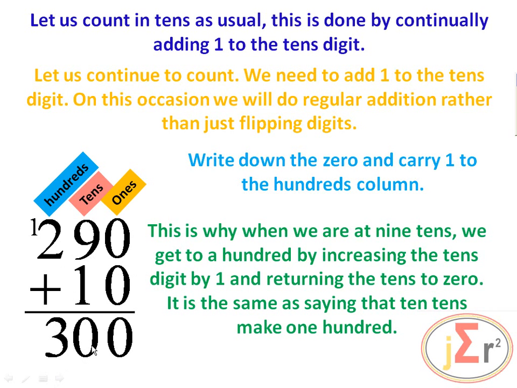And that is why when we are counting and we get to 9 tens, if we add or count another 10, the tens digit will go to 0 and 1 will be added to the hundreds digit. And that is the same as saying 10 tens make 100.